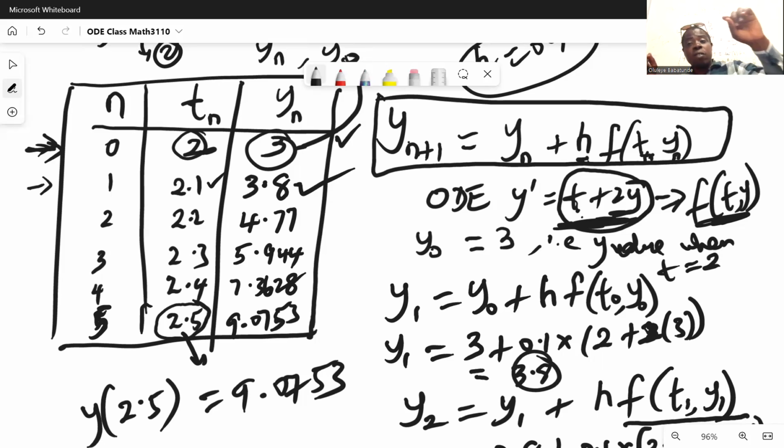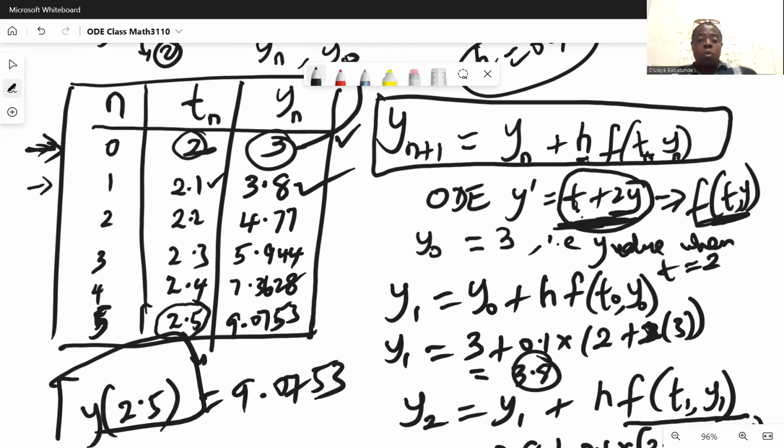The initial value of t was 2. Because our h was 0.1, just keep adding 0.1 to all the t's: 2, 2.1, 2.2, 2.3, 2.4, 2.5. I have to stop at 2.5 because I don't need 2.6. I was asked to predict the value of y when t was 2.5, so I have to stop there. And that is 9.0753.